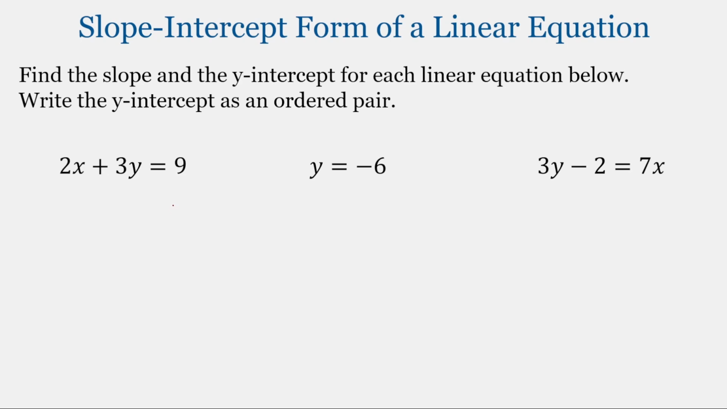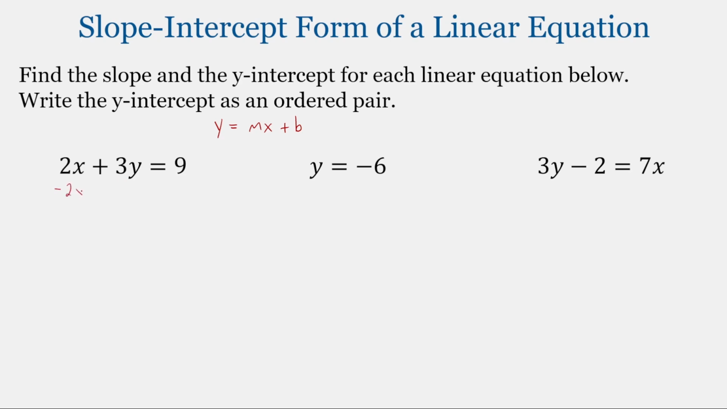We'll do the same thing with these three problems. Here we have 2x plus 3y equal to 9. Now this is not in slope-intercept form. This is in standard form. So first we're going to convert this to slope-intercept form. Slope-intercept form is y equal to mx plus b. So we've got to get that y by itself on one side with a coefficient of 1, everything else on the other side.